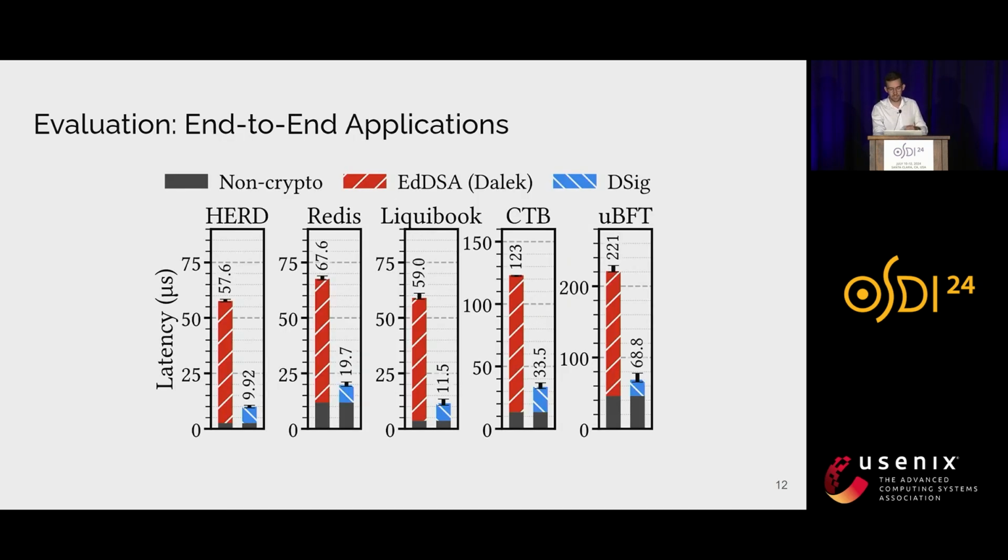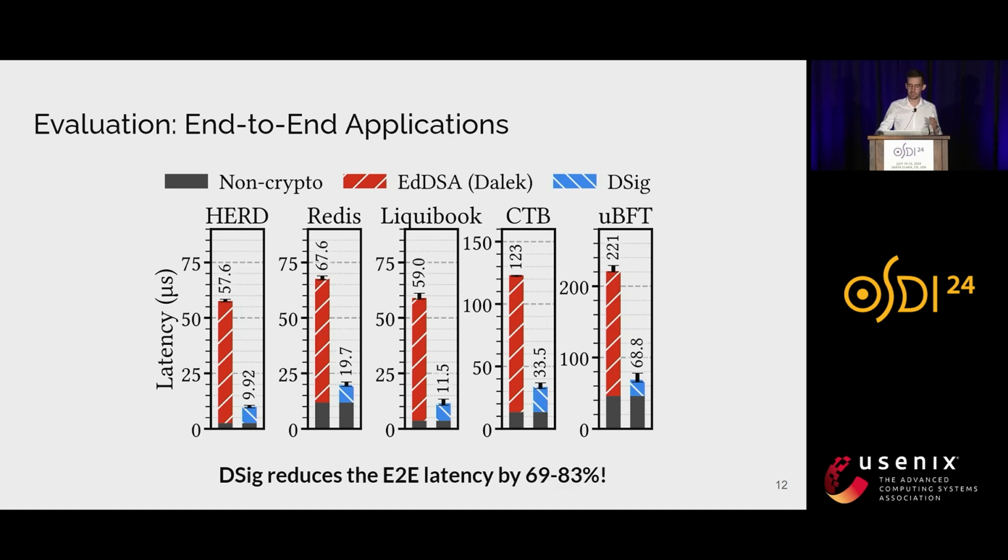Now, what about integrating DSig with end applications? Here we have 5 different applications. The first one is HERD, a key value store that is optimized for the microsecond scale, that we augmented with those crypto-secure audits I was telling you about before. The second one is Redis, a key value store that you will more likely find in web applications, that we also augmented with crypto-secure audits. Liquibook is an order matching engine that we also provided with audits. CTB is a broadcast primitive that is BFT, and UBFT is a replication engine that is BFT.